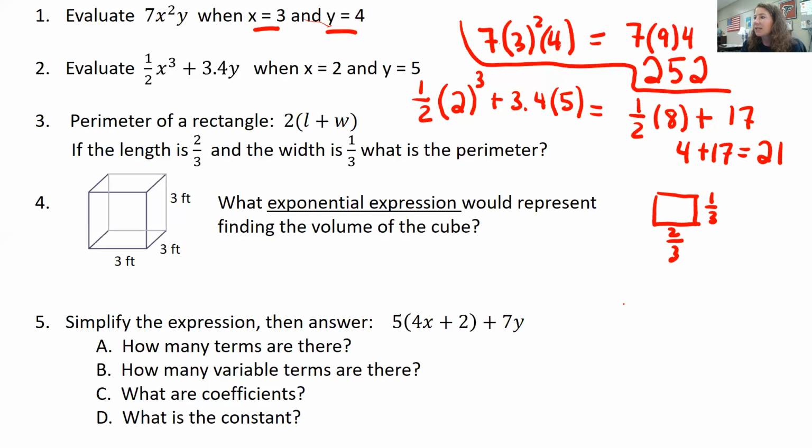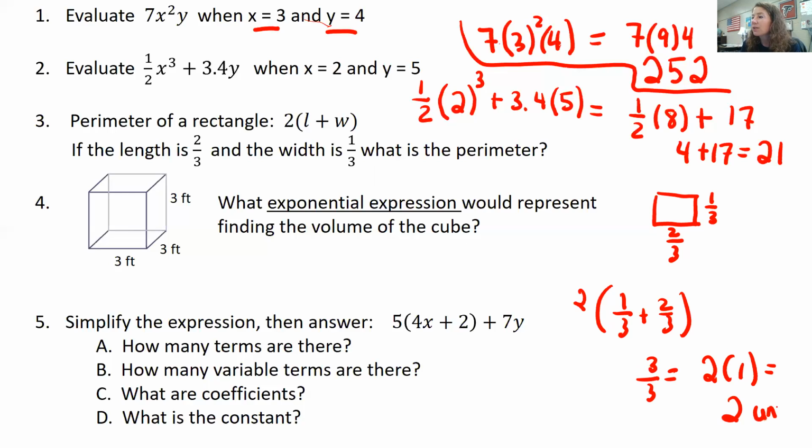So I'm going to add 1/3 plus 2/3, and the denominators are already the same, so I just get to add 2 plus 1 and get 3. So basically, combined, my lengths are 3/3, which is 1. So basically 1 inch, 1 foot, whatever the units are. So then I'm going to multiply 2 times 1. So my perimeter is 2 units, whatever my units are. Okay? Does that make sense?